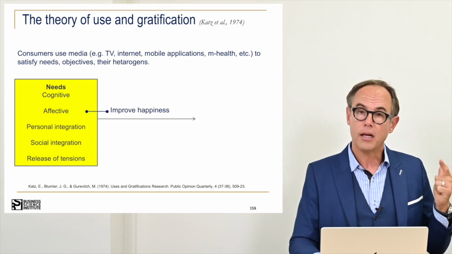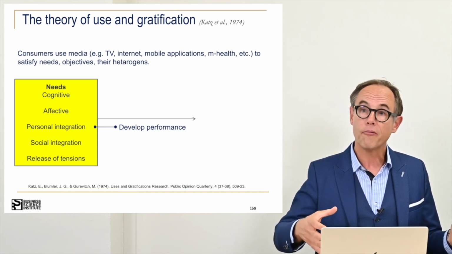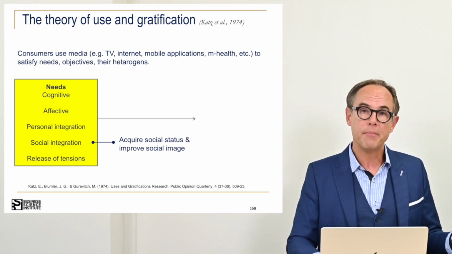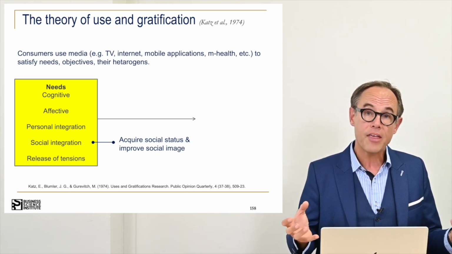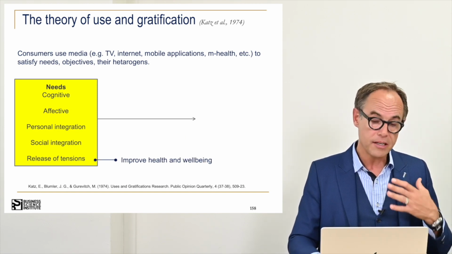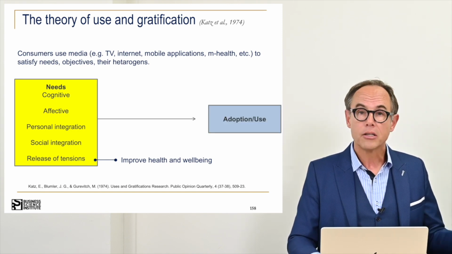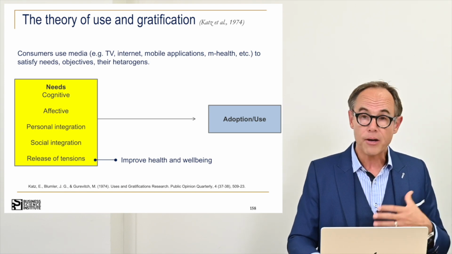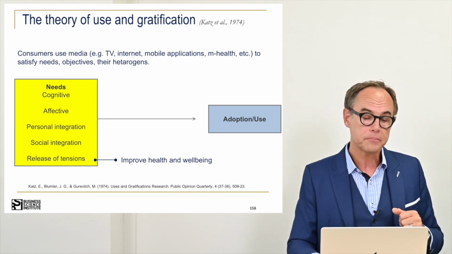Affective needs, which is related to improving happiness. Personal integration needs, which is related to development of performance, for example, through sport apps. Social integration, aiming at acquiring social status, so improving social image, but also being connected with others to support us in difficult situations. Release of tensions, that is to improve our health and our well-being. And if these needs are satisfied, users should adopt the mHealth apps. They aim at increasing well-being naturally, so that is why well-being is, again, a very important variable in our model.